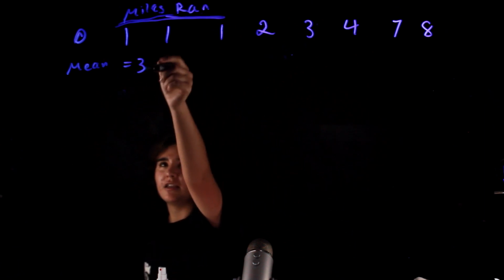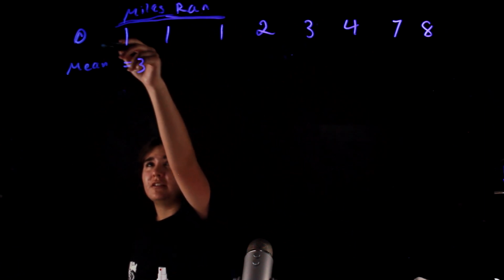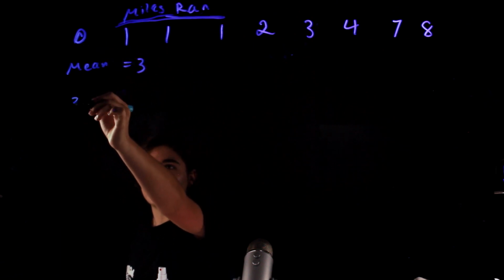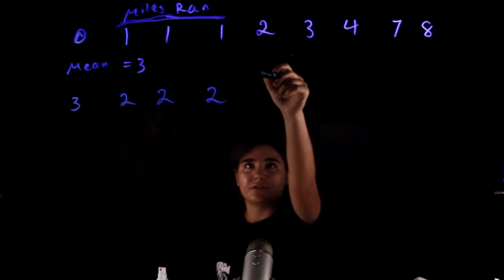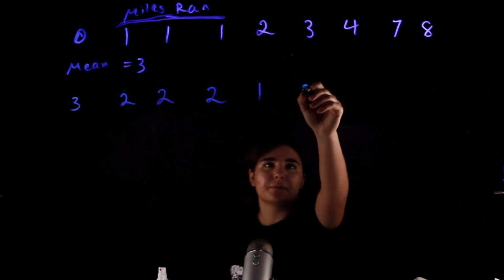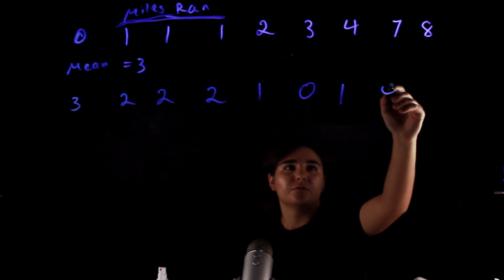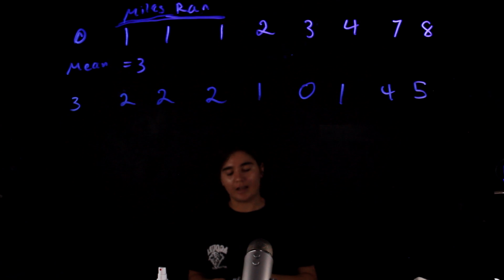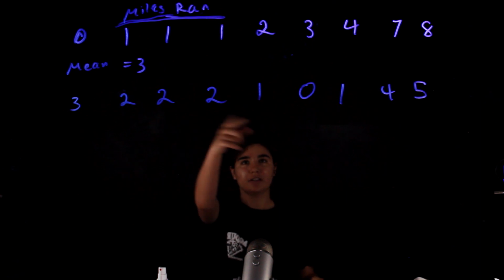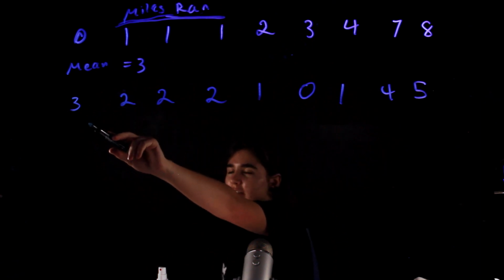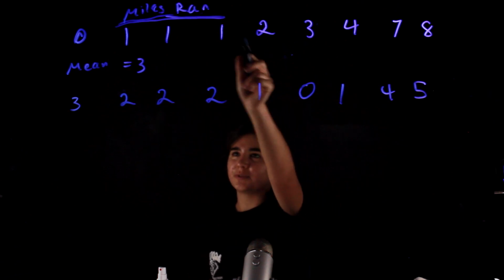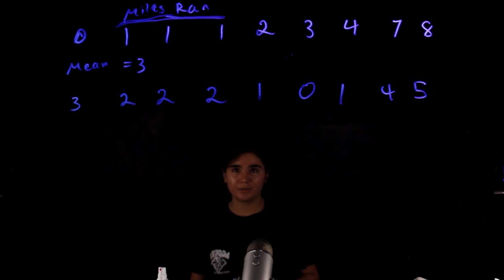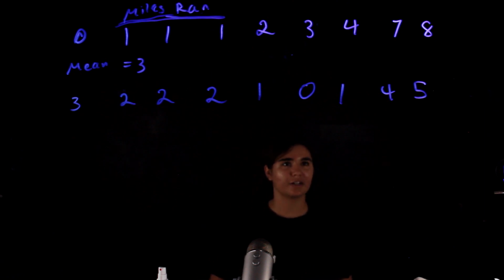Why not? So the difference between 0 miles and 3 would be 3. The difference between 3 and 1 would be 2, 2, 2. 3 and 2 would be 1. 3 and 3 is the same number, so 0. This would also be 1, 4, and 5. So this is how much each data point differs from the mean of the data set. Now we have a new data set that tells us how far away each number is from the mean. So now we have 3, 2, 2, 2, 1, 0, 1, 4, 5.